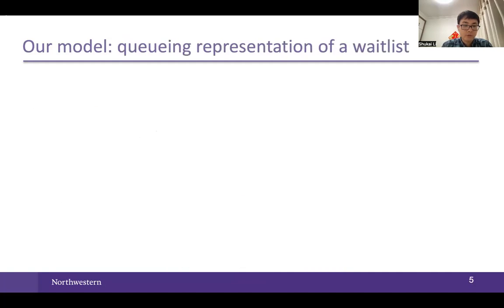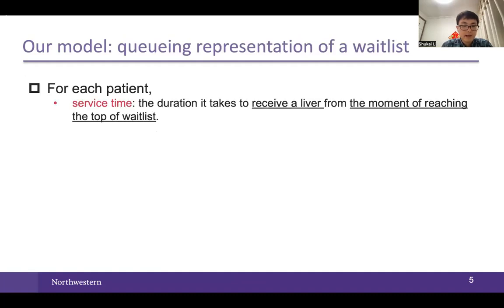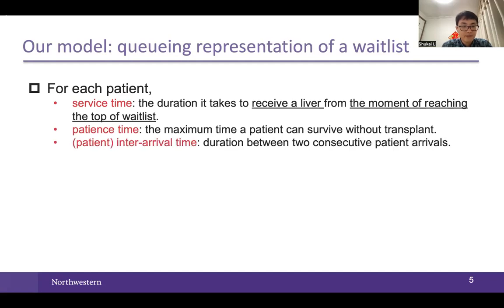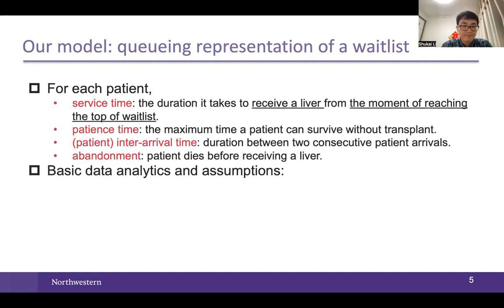In our transplant model, each patient waitlist can be viewed as a single server queue. For each waitlist, we define the service time as the duration it takes to receive the liver from the moment of reaching the top of the waitlist. Patient's time is the maximum time that a patient can survive without a transplant. And the patient inter-arrival time is the duration between two consecutive patient arrivals. When a patient dies before receiving a liver, we call it an abandonment.